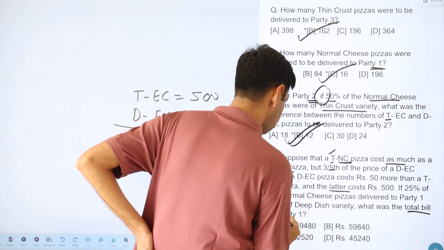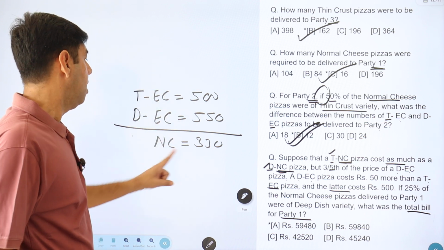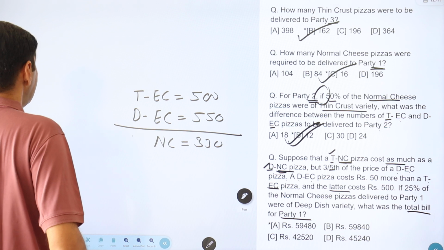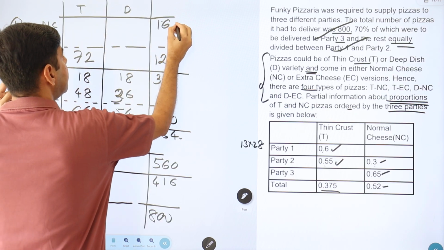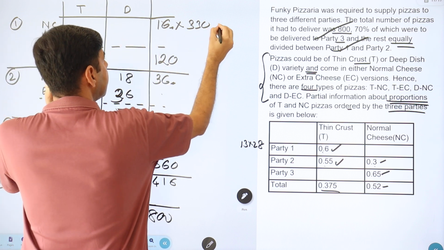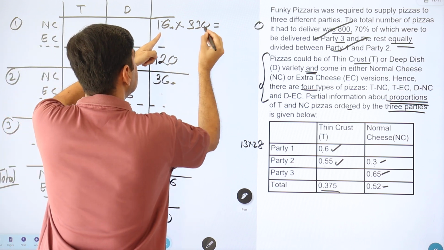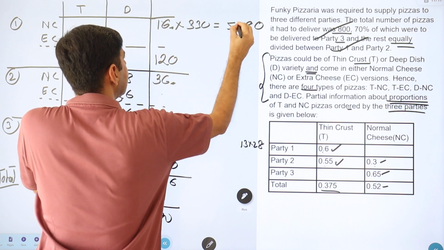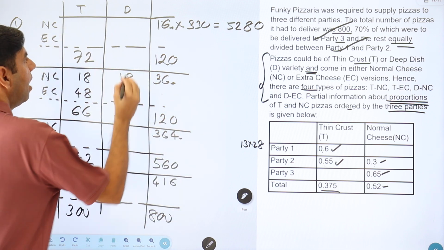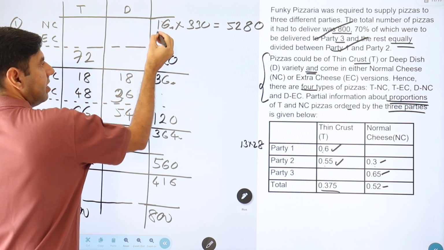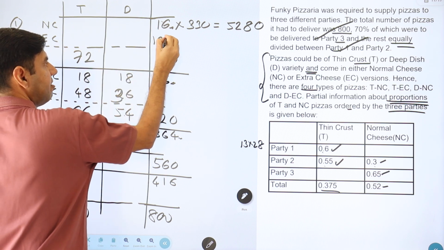Right? What was the total bill of party 1? So for non-cheese it's 330. Okay, sorry. So non-cheese, this directly multiplied with 330. I don't need the breakup here. So 16 0, 16 3s are 48, 4, 48 and 4, 5,250. Now, how many are extra cheese pizzas here? The difference between 120 and 16 is 104.